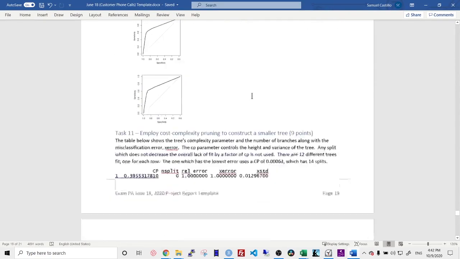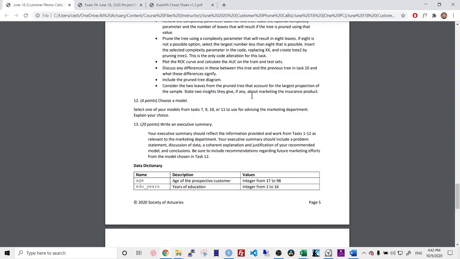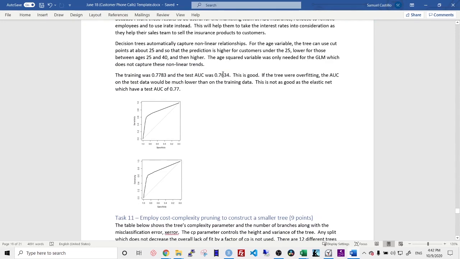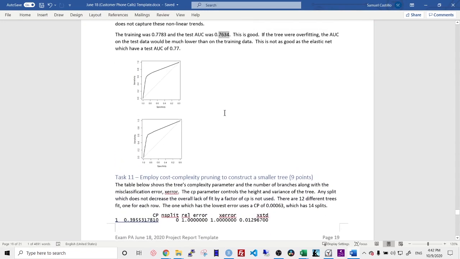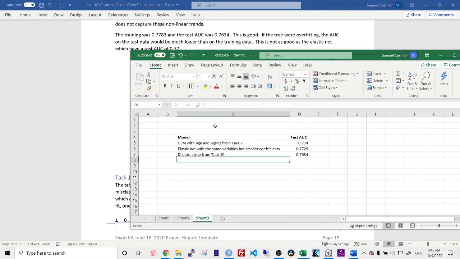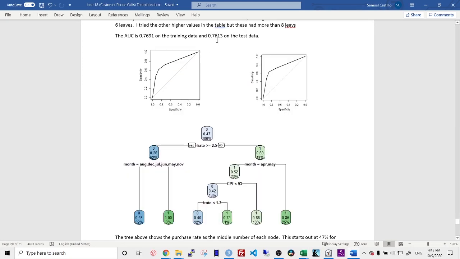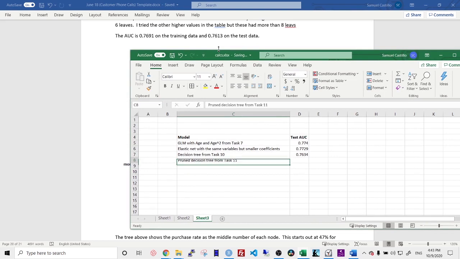And then what about task 11? I guess in task 10, this was the tree before pruning, test AUC 0.7634. And then task 11 was the pruned decision tree. So this is a slightly worse AUC of 0.7613. So if we were just choosing our model based on the performance, we would just choose the one that has the highest AUC, which would be this first GLM. This has a lot of variables, and so it will be complicated to interpret.